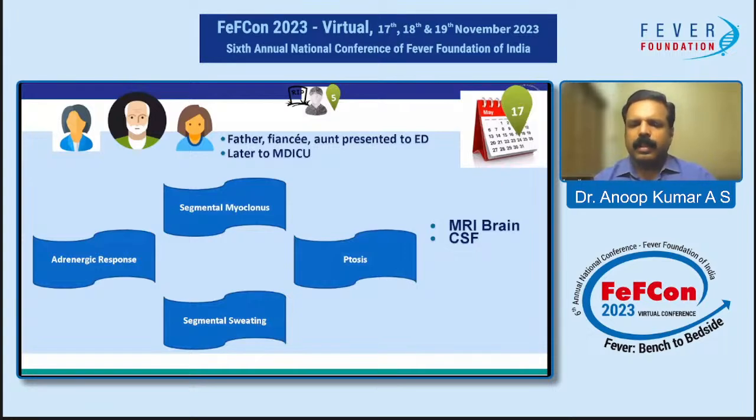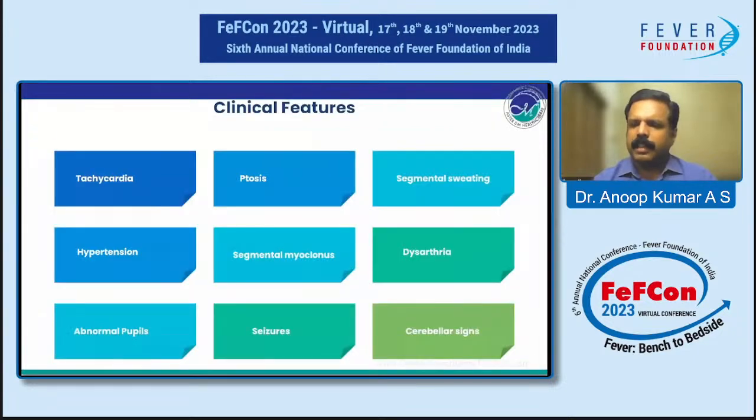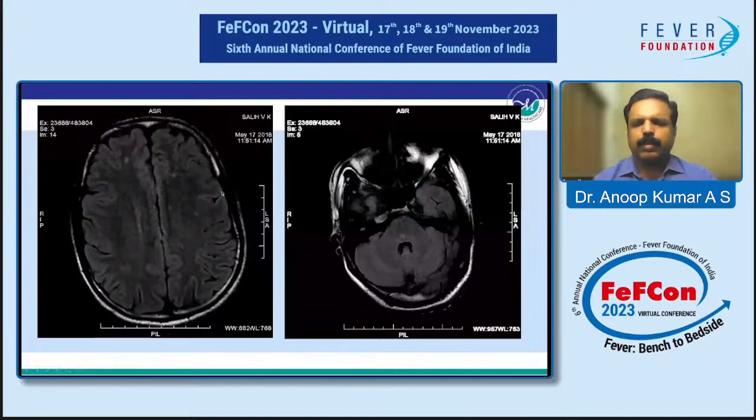After all these anti-edema measures, we did MRI brain and CSF analysis. So these clinical features are very important: tachycardia, hypertension, abnormal pupils, seizures, segmental myoclonus, ptosis, segmental sweating, dysarthria in the history, cerebellar signs. So if you are getting any of these signs with respiratory or encephalitic symptoms, you have to always screen for Nipah.